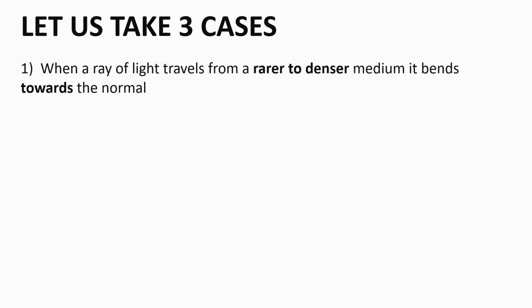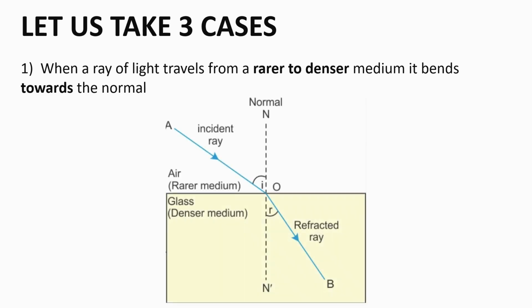Now, let us take three cases to understand this furthermore. First, when a ray of light travels from a rarer to denser medium, what happens? Let us learn about this with respect to this picture. Now, the rarer medium, as we learned earlier, over here is air and the denser medium here is glass.